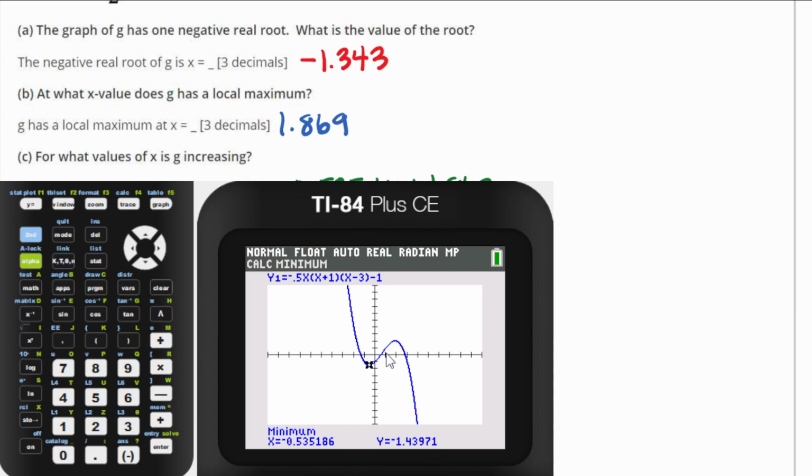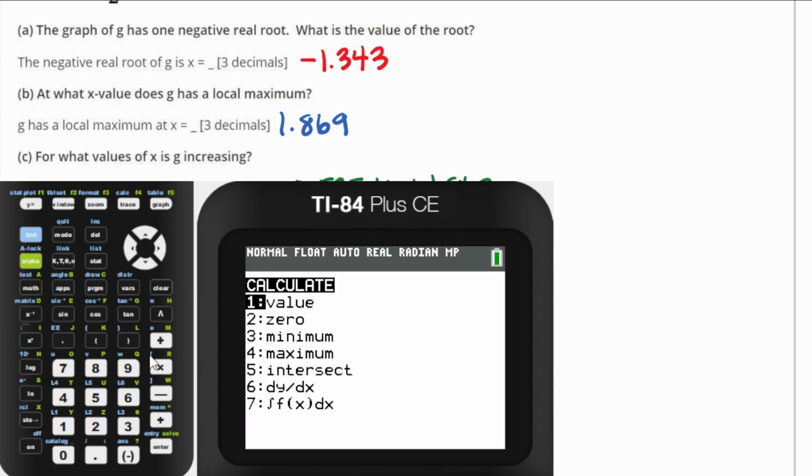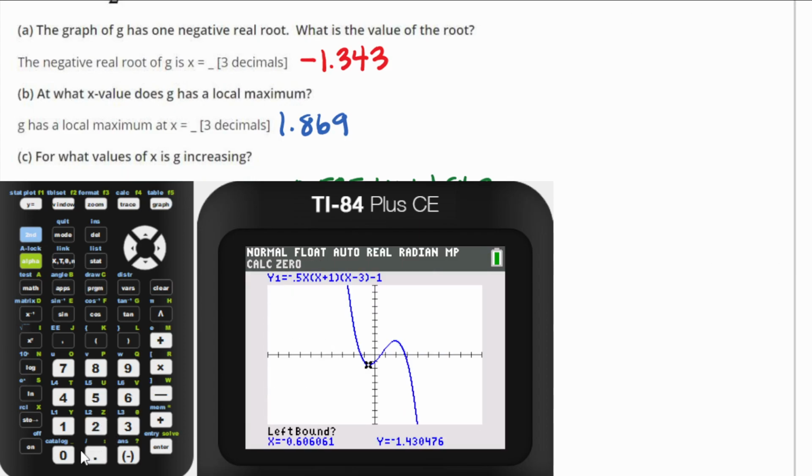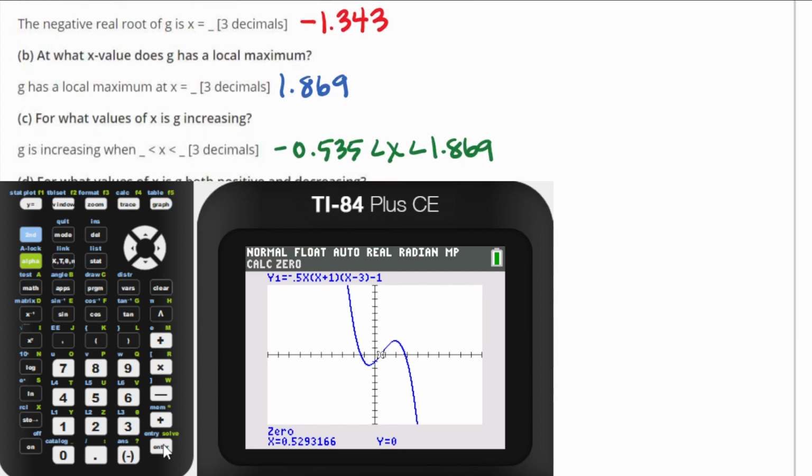That's going to be from here to the maximum. So I need to compute that 0 right there. So I'm going to calculate a 0 that's between x equals 0 and x equals 1. And I'll get x equals 0.529. Oh, whoops, I didn't even see that that was not visible.